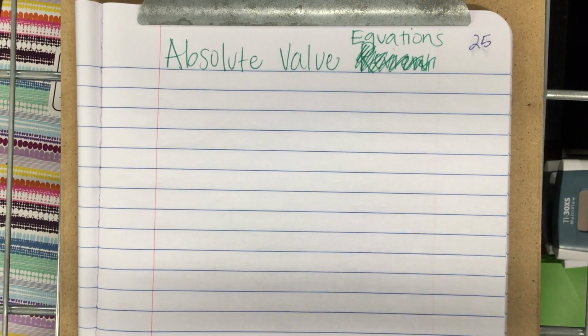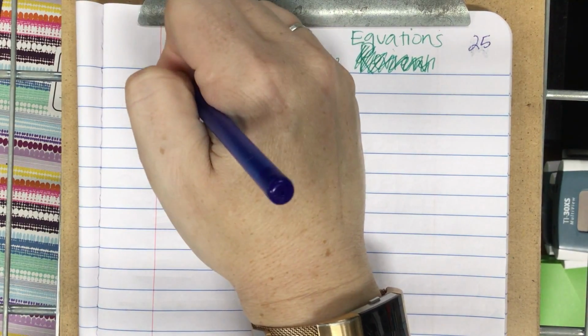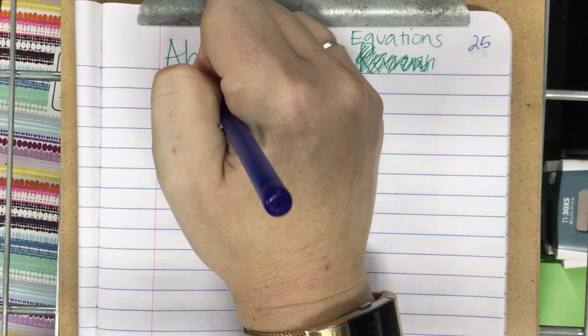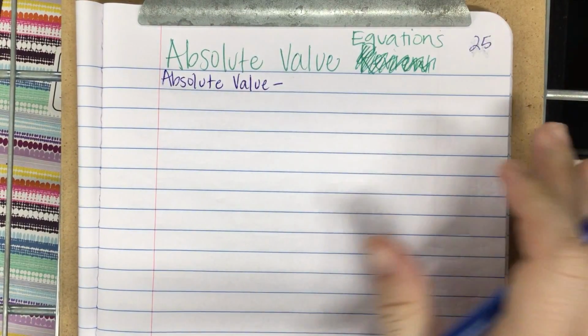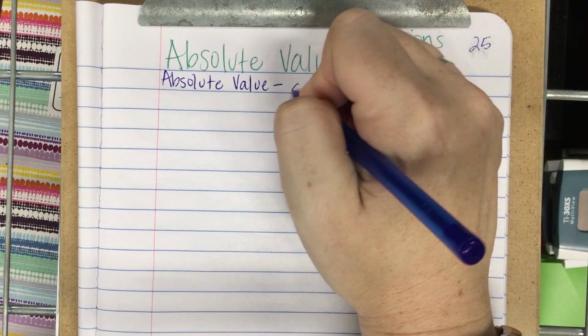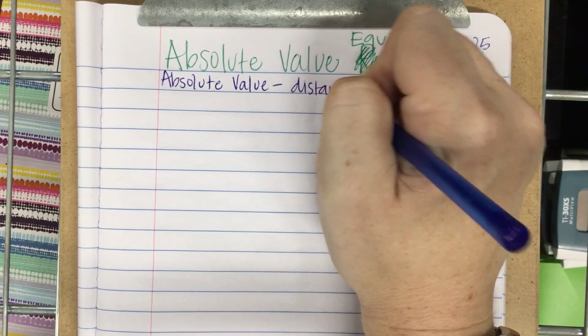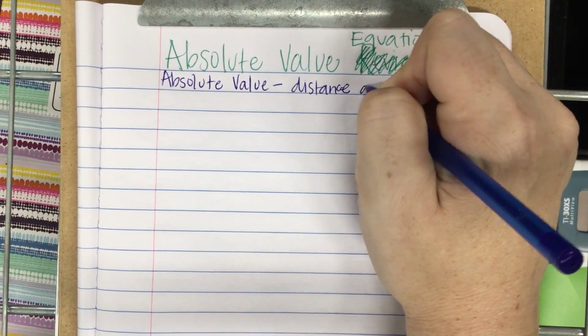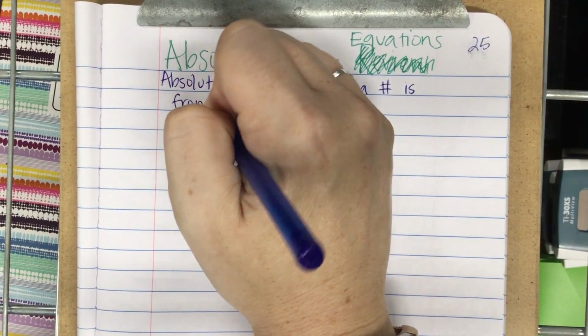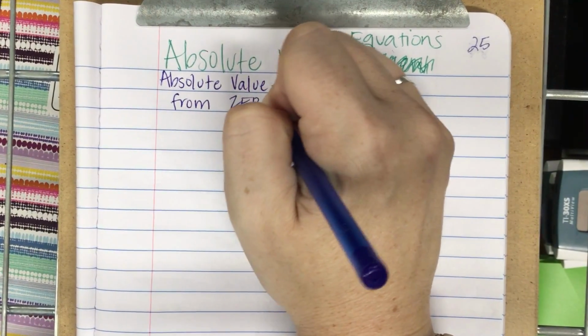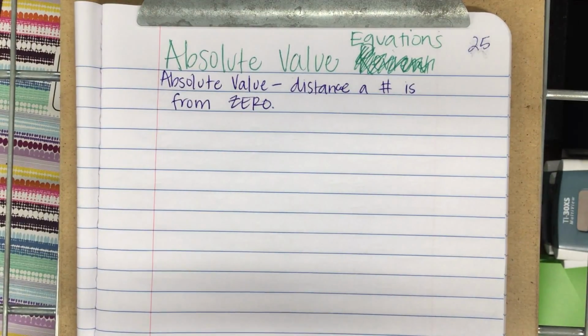Absolute value. So remember, you have to think back a little bit. Absolute value is defined as a distance. It's the distance a number is from 0. Absolute value is the distance a number is from 0.